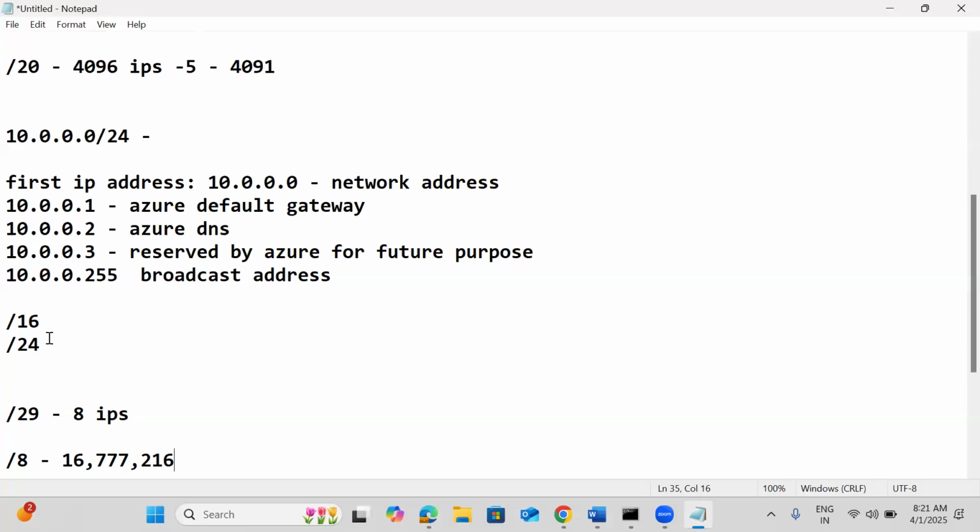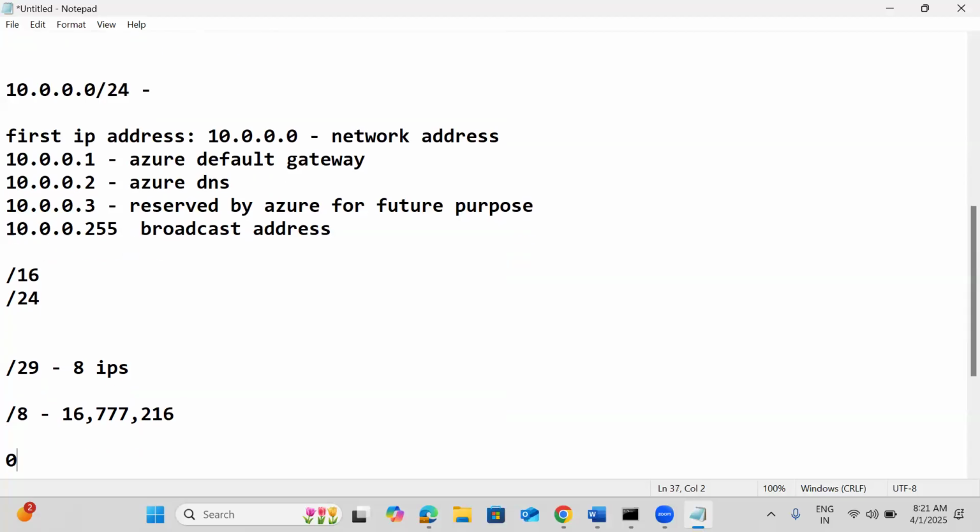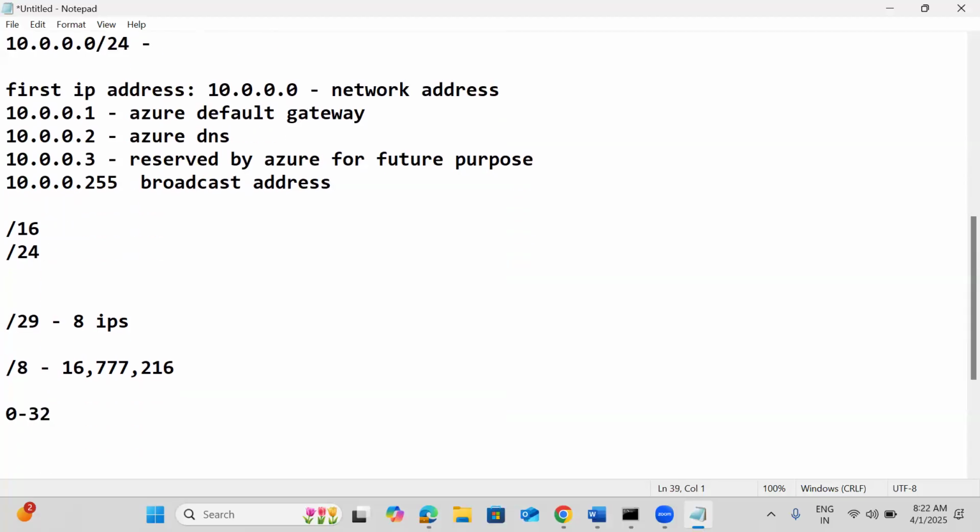Okay, so that is the meaning of classless inter-domain routing. This is classless only. So in CIDR, if I represent slash notation, I can give 0 to 32. Okay, now if I represent 0.0.0.0/0, what is the meaning of this? That is not equal to any single IP address; it means any IP address in the world.